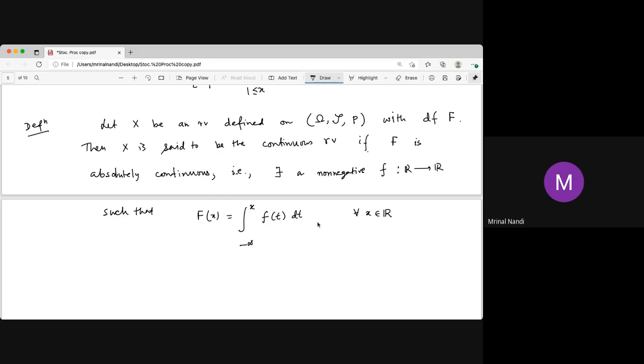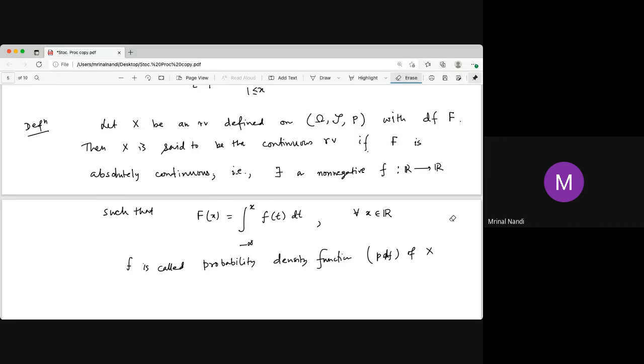If such a small f exists, such that capital F can be written in this form, then we call that random variable a continuous random variable, and that small f is called the PDF, or probability density function, of that random variable X. So this is the PDF and DF for a continuous random variable, and for a discrete one, PMF and DF.